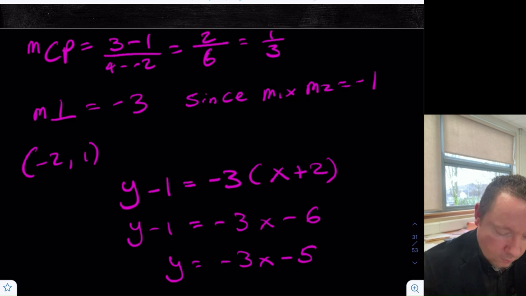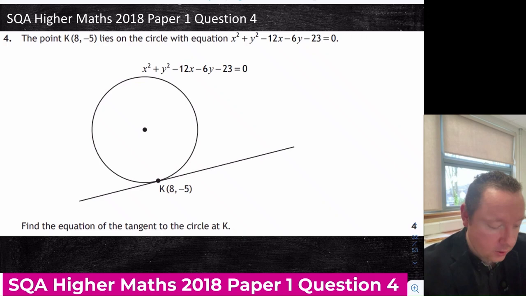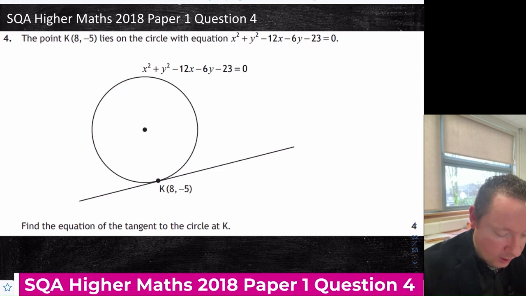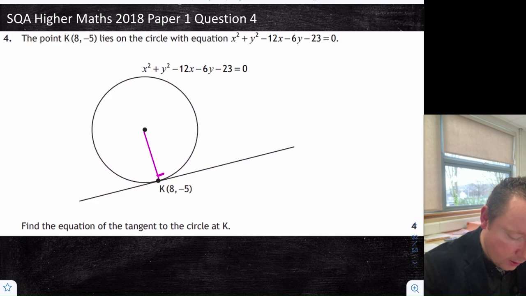SQA Higher Maths 2018, paper 1, question 4. The point K lies on the circle with this equation. Find the equation of the tangent to the circle at K. A tangent meets a radius at right angles, so we need to find the centre of our circle. We've got it in expanded form.